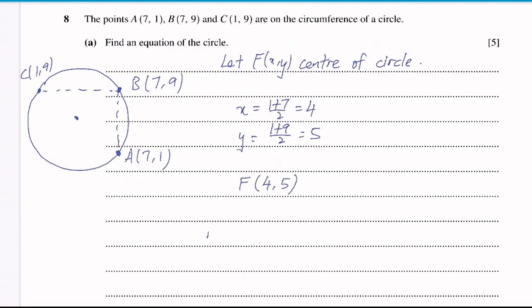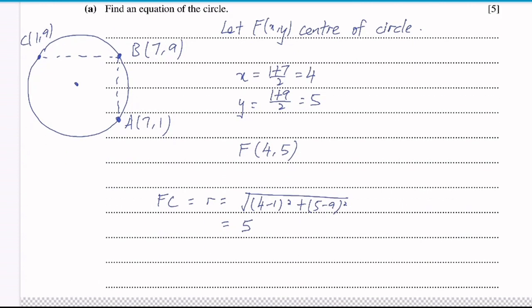Okay, so the radius, once we get the center, we just use any point to subtract. So let's say we use 4 minus 1 plus 5 minus 9. Let's say we use the FC. So this is actually a 3 squared and a 4 squared, right? It's a 5 then. Okay, so this is the radius.